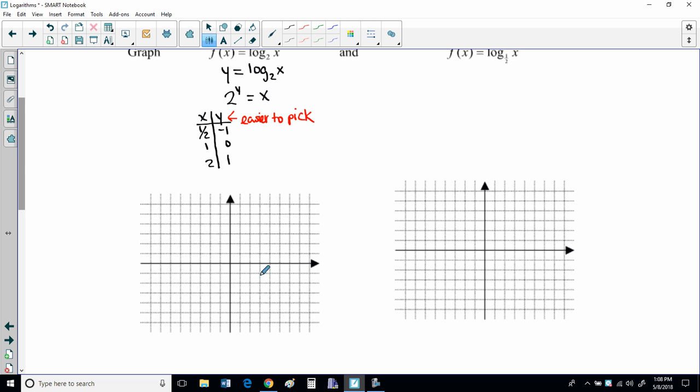So now let's graph these points. 1/2, -1, 1, 0, and 2, 1. Oh, look at that. It looks just like the exponential but turned sideways. That makes sense because the x's and y's are just flipped. Keep going if you need to, but remember you pick the y's and get the x's. So like 2, right? If I pick 2, I get 4 for my x. So that would be the point 4, 2.